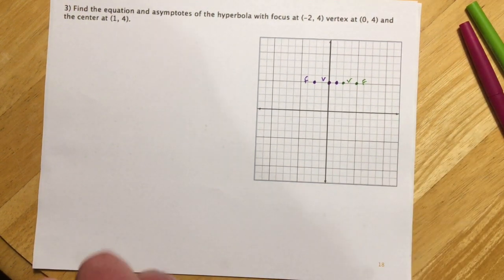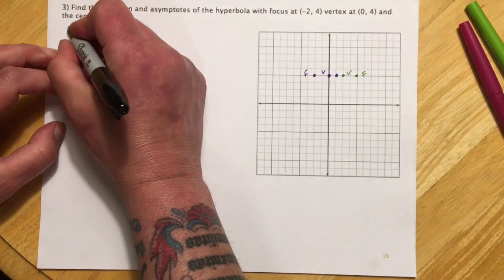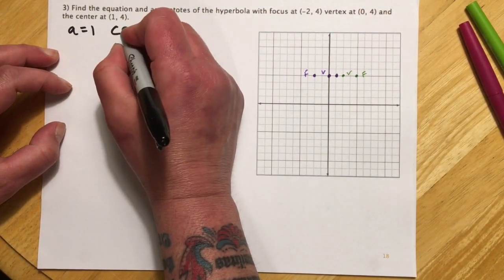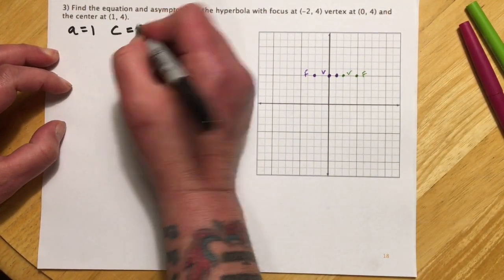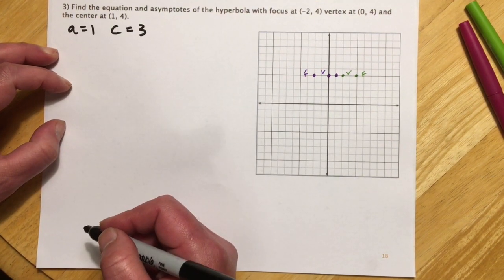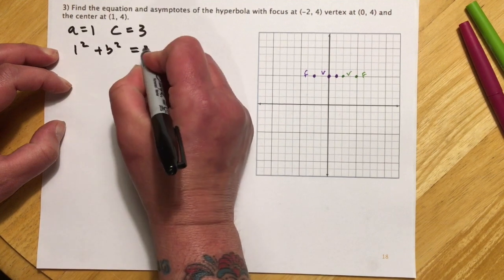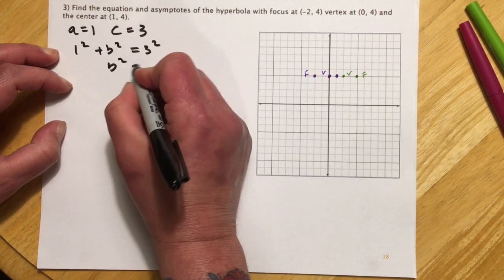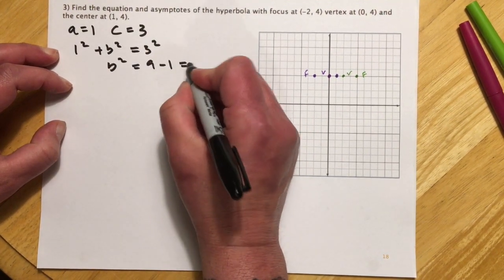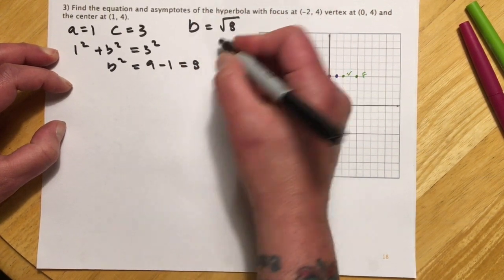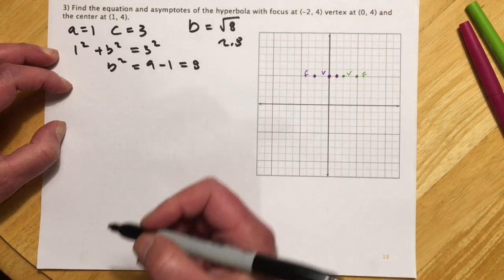And then from that, I can tell a is 1. So that's center to vertex, and c is 3. And from there I can get b. So 1 squared plus b squared makes 3 squared. So b squared equals 9 minus 1, or 8. So b equals root 8. And again, that was about 2.8 for graphing purposes.